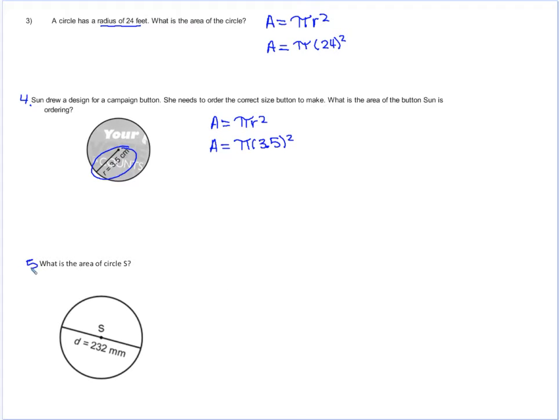This is number 5. What is the area of the circle? They give us the diameter, so we need to divide it by 2. That gives 1/16. Area equals pi r squared. This is my radius. So pi times 1/16 squared gives me my area. And there we go. That's it.